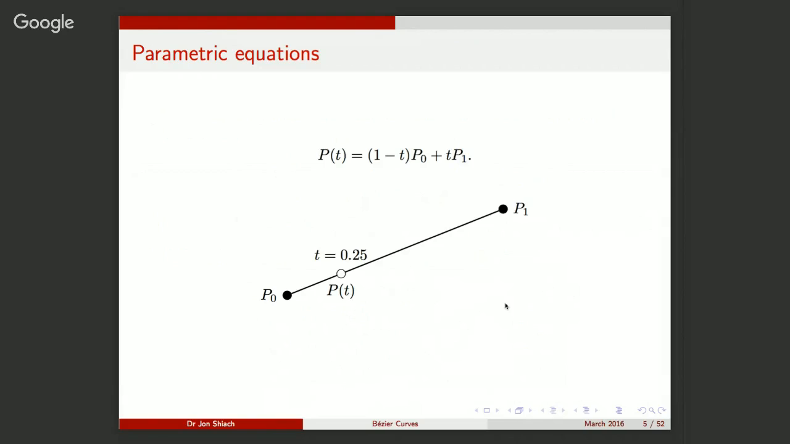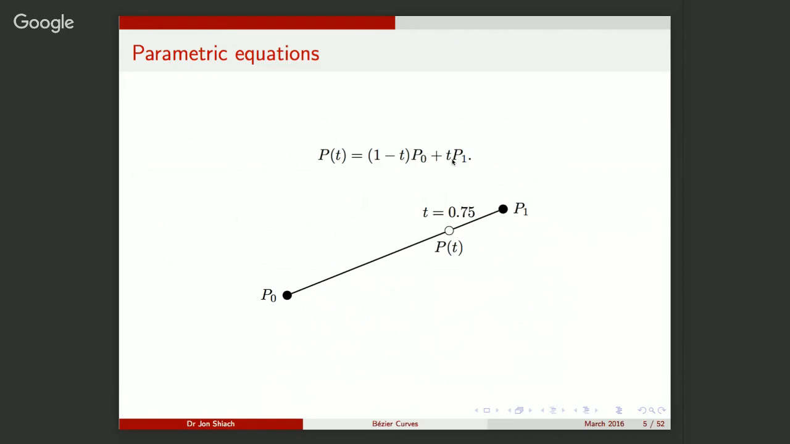When t is equal to 0.25, we have 1 minus 0.25, which is 0.75, plus 0.25 times p1. So we've got 0.75 times the first coordinate, plus 0.25 times the second coordinate. So you're a quarter of the way along this straight line here. When t is equal to a half, you're halfway along. When t is equal to 3/4, you're 3/4 of the way along, etc.